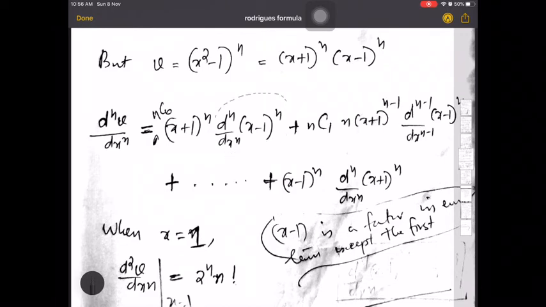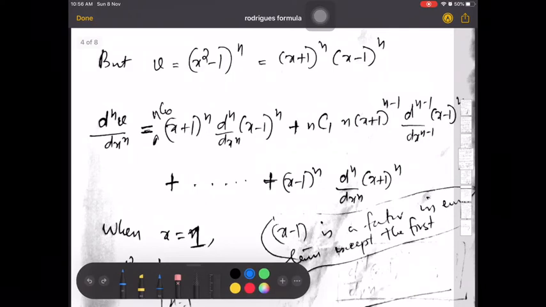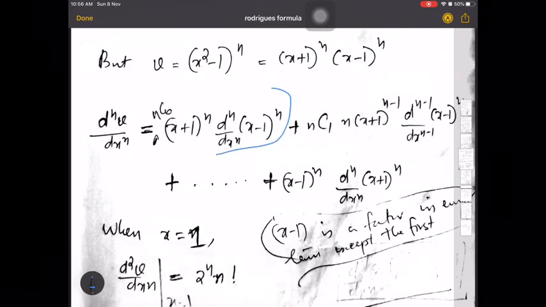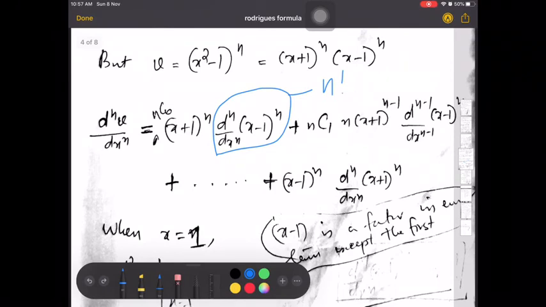As we take this nth derivative of x minus 1 to the power n, you will be getting n factorial. Okay, you will be getting n factorial. So this derivative will be equal to n factorial, that you can check. So that is n factorial.